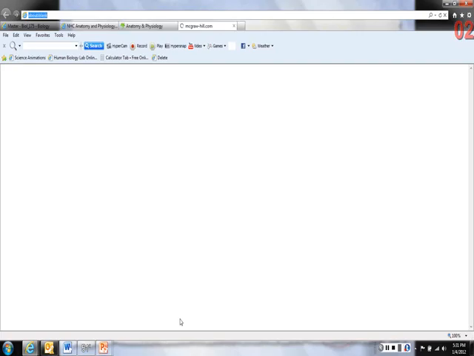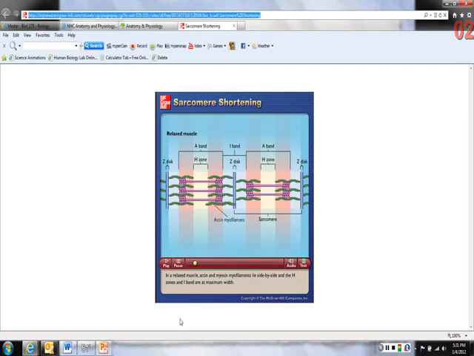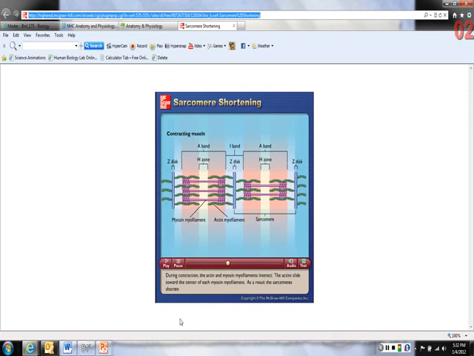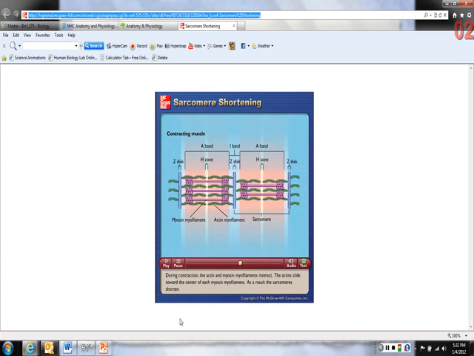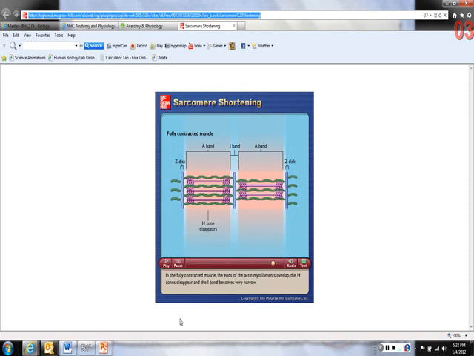In a relaxed muscle, actin and myosin myofilaments lie side by side, and the H zones and I-band are at maximum width. During contraction, the actin and myosin myofilaments interact. The actins slide toward the center of each myosin myofilament. As a result, the sarcomeres shorten. In the fully contracted muscle, the ends of the actin myofilaments overlap, the H zones disappear, and the I-band becomes very narrow.